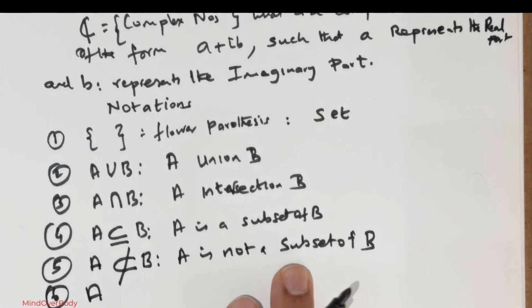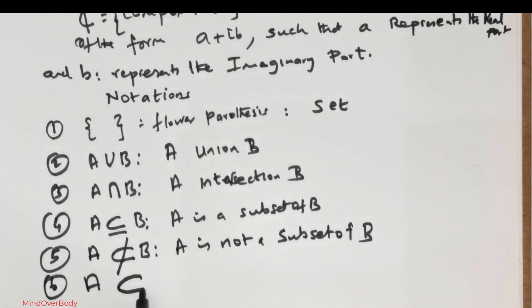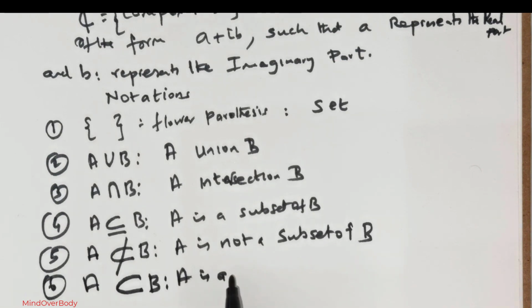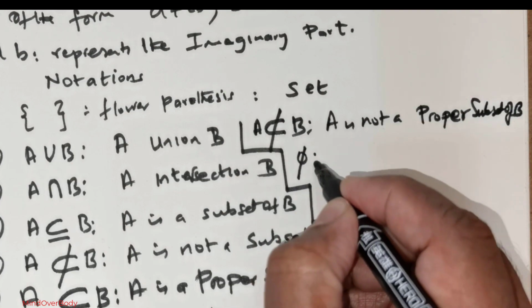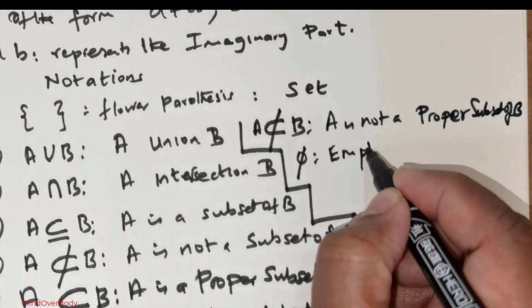I write A, I draw a C like this, I don't place any lines, and I place B there. What is this? A is a proper subset of B. It's a very important concept. A is a proper subset of B. Now this symbol stands for empty set.